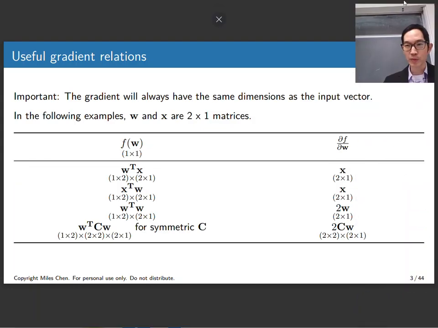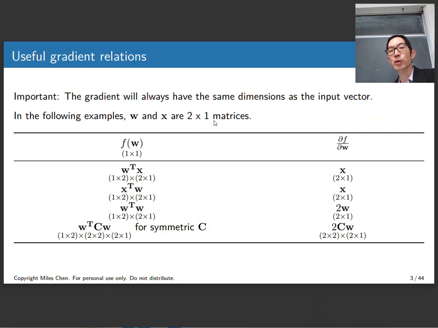Okay, let me move my face out of the way here. One important thing to remember is that when you calculate the gradient of a function with respect to a vector, the resulting gradient will have the same dimensions as the input vector. In this case, the output of the function is a single scalar value, the sum of squared residuals. But we want the gradient of that single value with respect to the vector w. The resulting gradient will have the same dimensions as w.